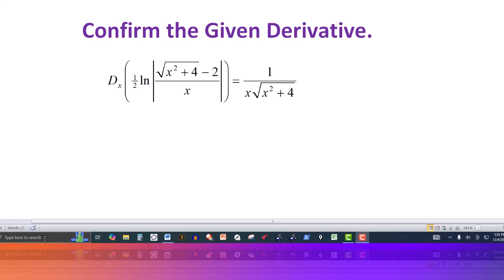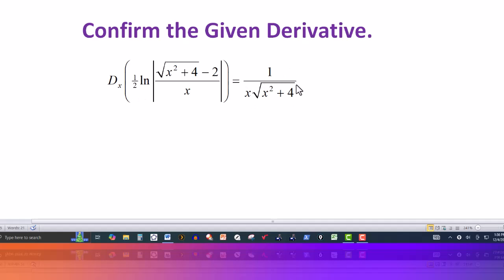In this video, we want to show that the derivative of this expression here in the parentheses, 1/2 natural log of the absolute value of (square root of x squared plus 4 minus 2) over x, does equal 1 over x multiplied by the square root of x squared plus 4. And this is basically an exercise in computing a derivative. In this case, it involves a natural log. Also using some algebra to show that the expression on the left does equal the expression on the right.